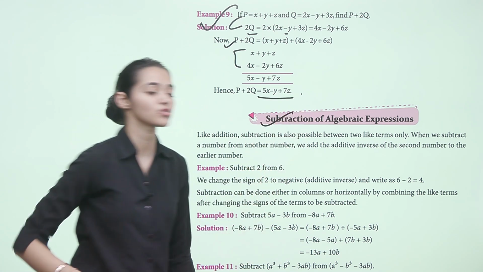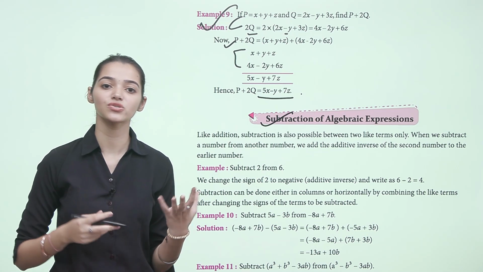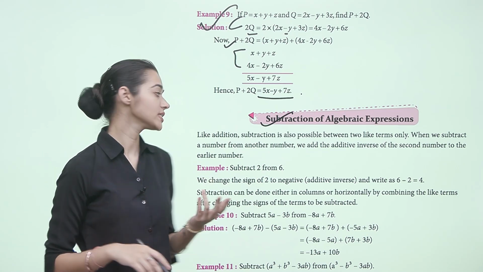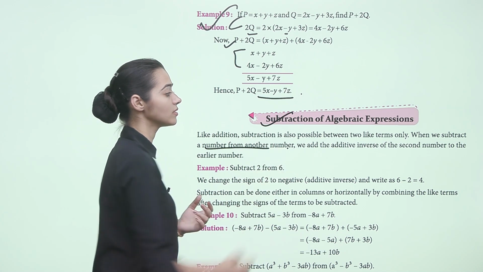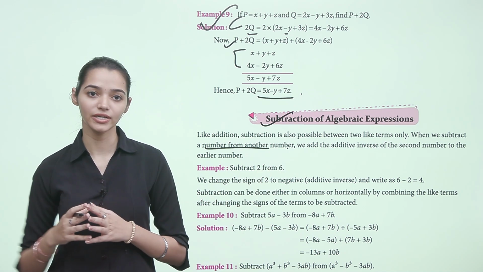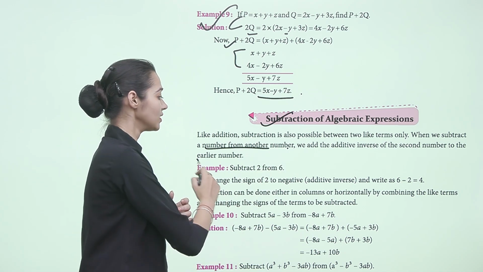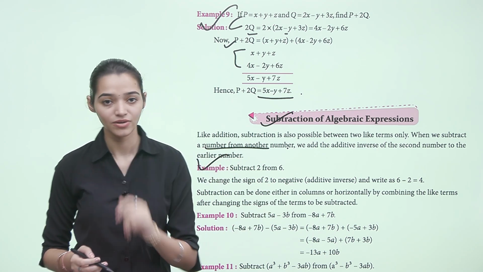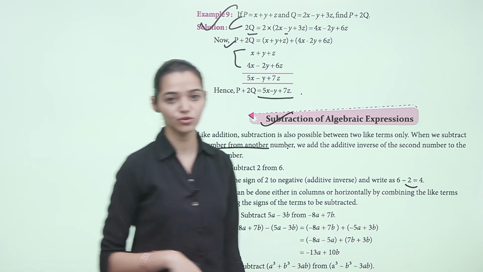Now let's look at the subtraction of algebraic expressions. Like addition, subtraction is also possible between two like terms only. So whenever we subtract a number from another number, we add the additive inverse of that number. For example, here we have to subtract 2 from 6. That means we will change the sign of 2 to negative. So it becomes 6 minus 2, that is 4.